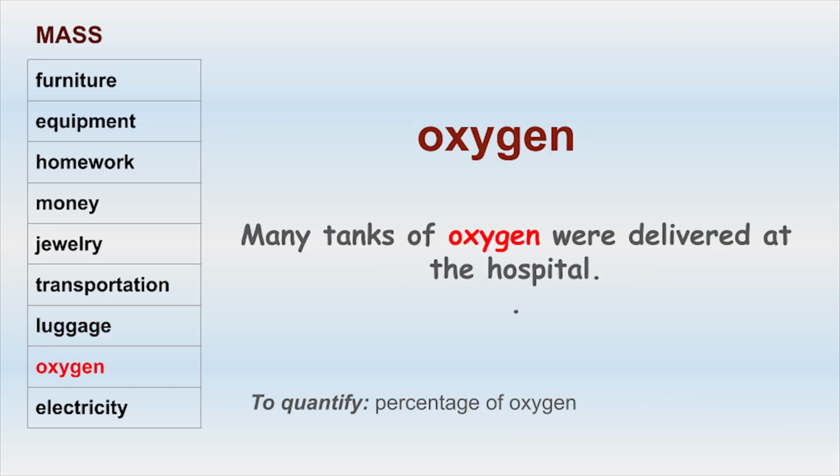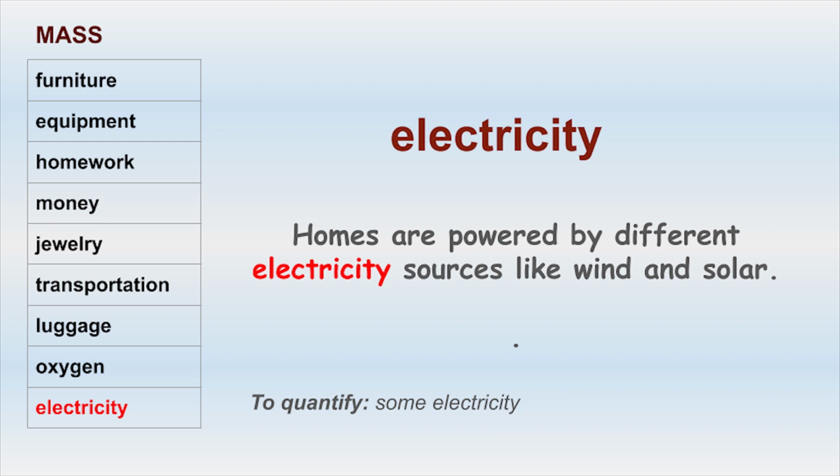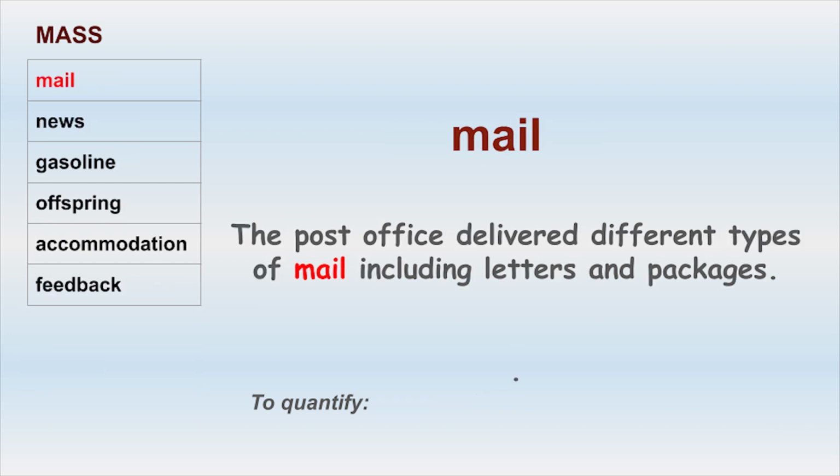Oxygen. Many tanks of oxygen were delivered at the hospital. To quantify oxygen, we may say percentage of oxygen. Electricity. Homes are powered by different electricity sources like wind and solar. Again, we may say some electricity if we wish to quantify it. Mail. The post office delivered different types of mail, including letters and packages.